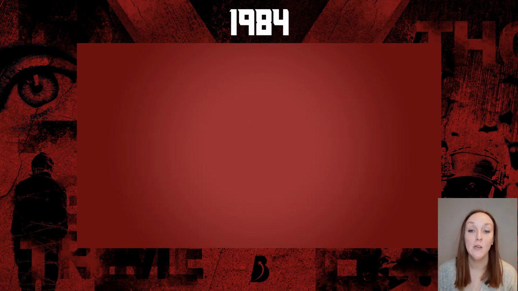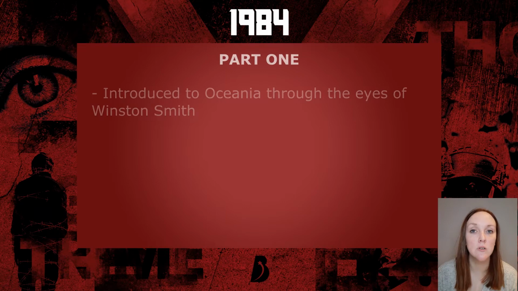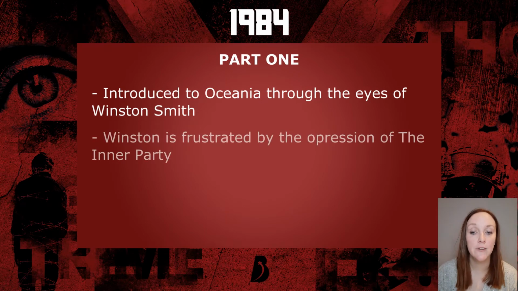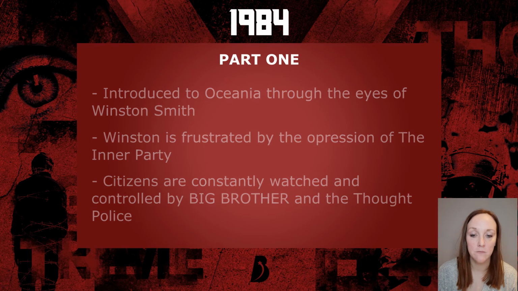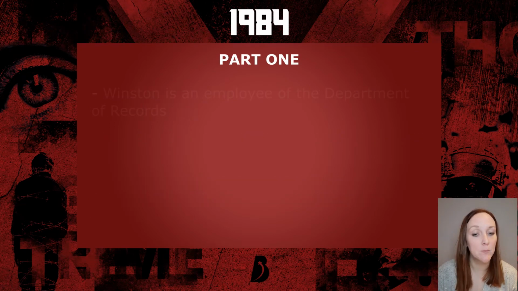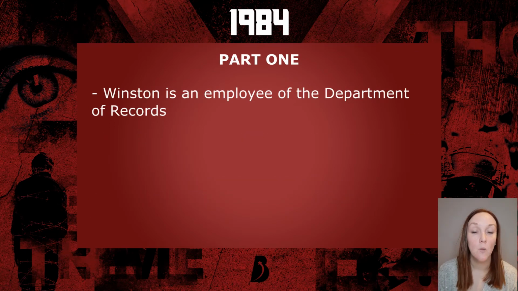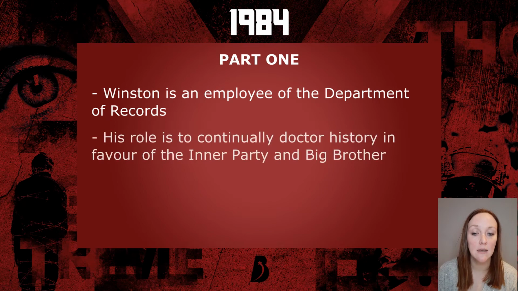ourselves. Within part 1, we are introduced to Oceania through the eyes of the protagonist, Winston Smith, who feels frustrated by the oppression of the inner party. Citizens are watched everywhere they go and live with every aspect of their lives under the complete control of the party, Big Brother, and the thought police. Winston is in fact an employee of the Department of Records, where his role is to continually doctor and change history in favour of the inner party and Big Brother.